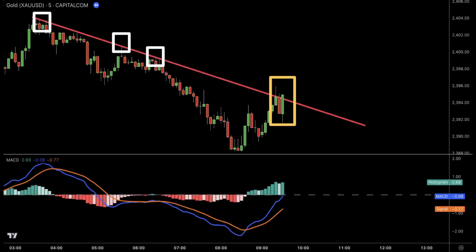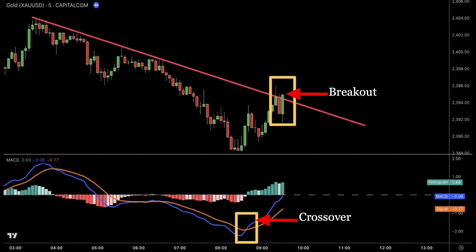But what happens next? The market breaks above the trend line. This breakout is our first signal that a trend reversal could be on the horizon. The sellers are losing strength, and buyers are stepping in. Now, let's check the MACD indicator. Look closely. The MACD line crosses above the signal line, giving us a bullish crossover. This is a crucial buy signal. In fact, the MACD crossover predicted the breakout before it even happened. This early confirmation adds significant confidence to our setup.